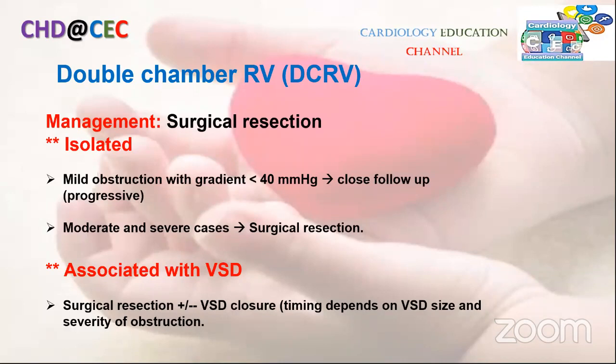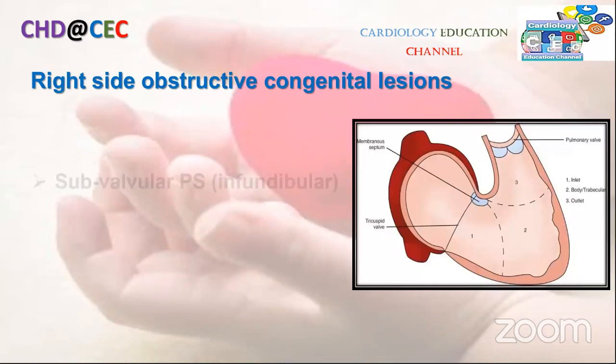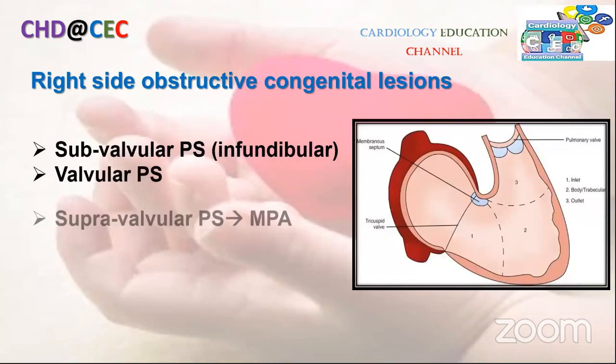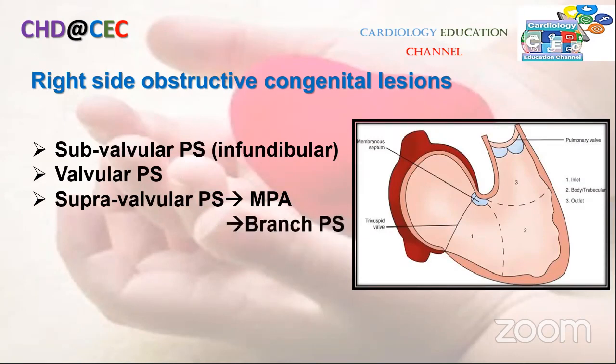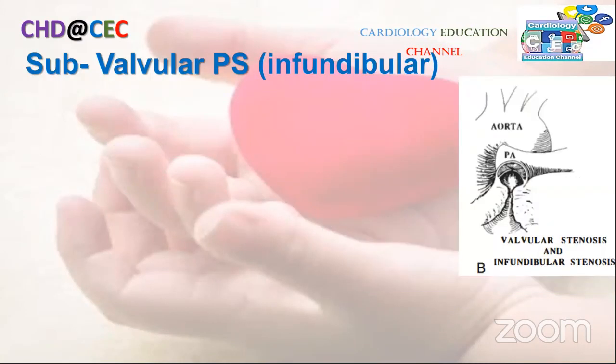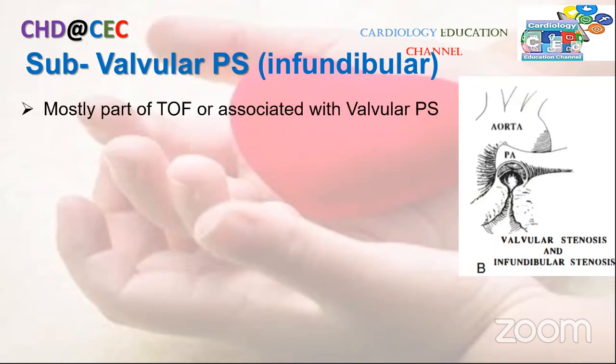Because we are running out of time, we are discussing the rest of the lesions. As we mentioned, there is valvular PS, and there is subvalvular, infundibular, and supravalvular PS. The supravalvular includes main pulmonary artery or branch pulmonary artery stenosis. The subvalvular or infundibular pulmonary stenosis is mostly part of the tetralogy of Fallot or associated with valvular PS, as we mentioned earlier.